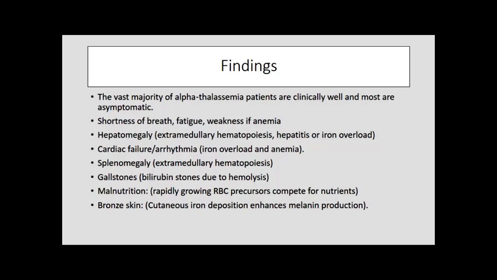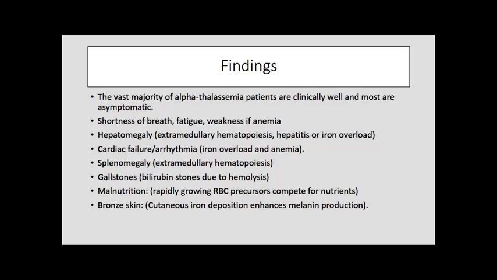So, two things that can explain the heart failure and arrhythmias. Splenomegaly again, because of the hematopoiesis in the spleen. They can have gallstones that are made of bilirubin. You're going to study that gallstones can be of different types. Most gallstones are from cholesterol, the ones that exist in most patients.